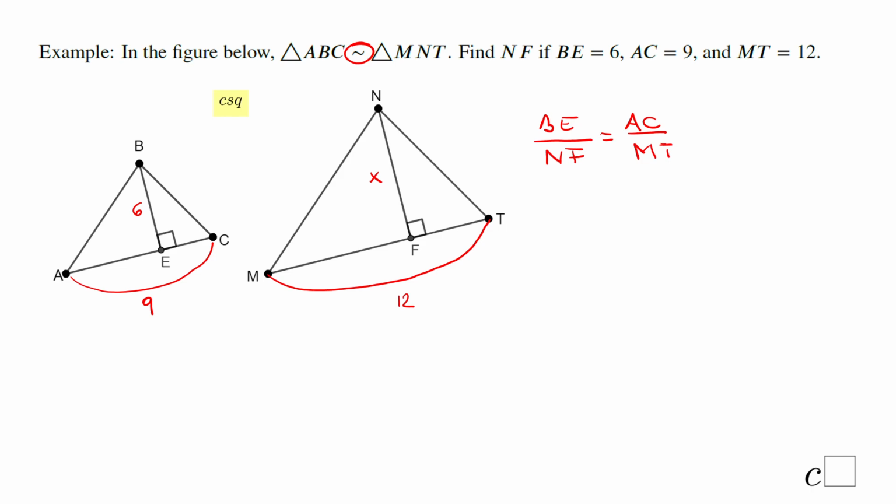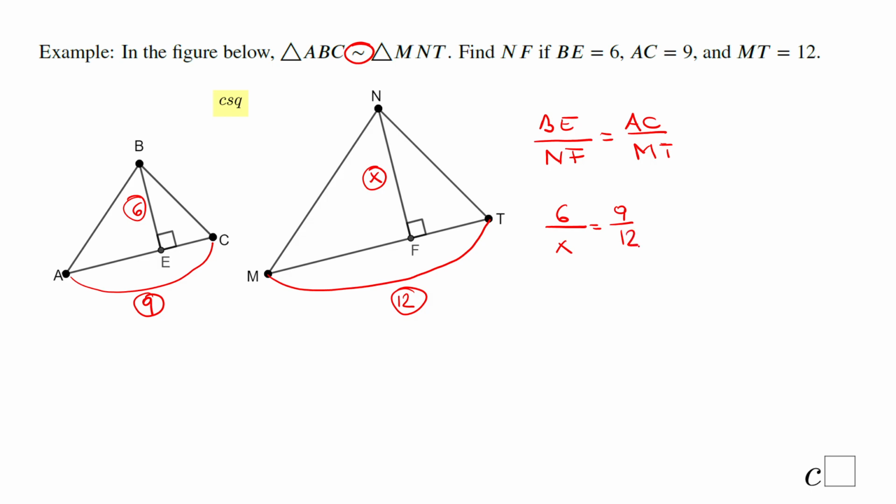Probably in this lesson I'm going to write this proportion in different ways just for you to be familiar, but you need to be consistent. You see, I start with BE, small triangle. You can start with the big triangle, and then I move to the big one, NF, and then 9, small triangle, MT, big triangle. So be consistent. So again, we're going to replace with what we have. 6 over X equals 9 over 12.